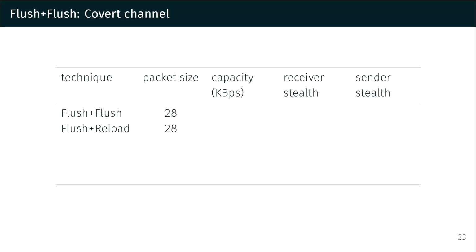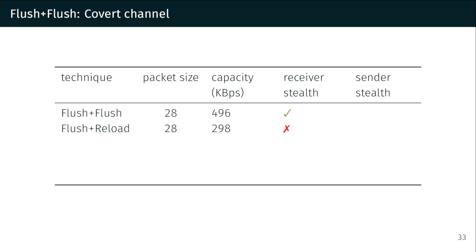And we started with a packet size of 28. Doesn't really matter. We measured the capacity of our covert channel, and Flush+Flush is around 500 kilobytes per second, whereas Flush+Reload was only 300 kilobytes per second. So Flush+Flush is already quite an improvement on the speed. Then we measured the stealth. So at this speed, only Flush+Flush was stealthy.